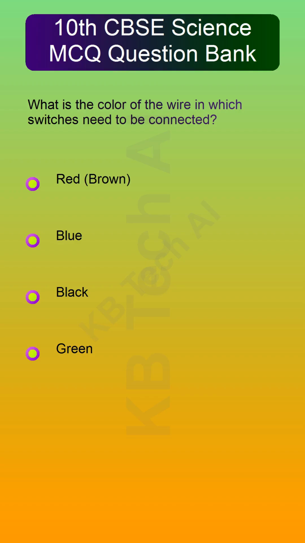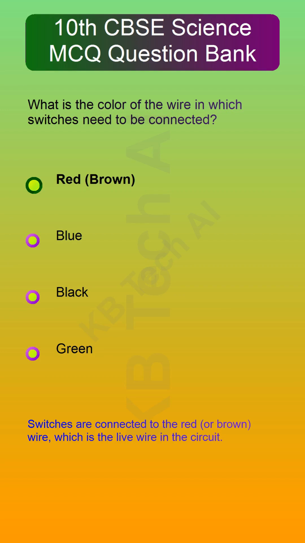What is the color of the wire in which switches need to be connected? Option 1, red, brown, option 2, blue, option 3, black, option 4, green. The answer is, option 1, red, brown.